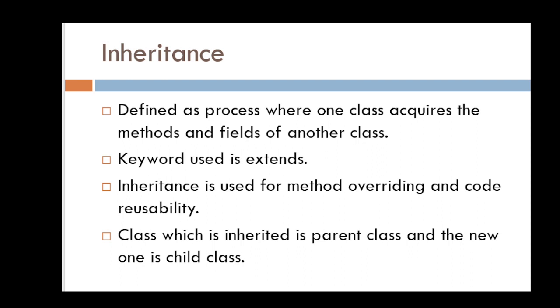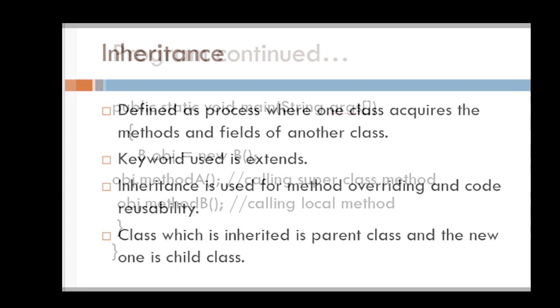So now we'll start with inheritance. In the last class, we defined that there are two classes: one is the parent class, the other one is the derived class. The derived class is the class which inherits the properties from the base class, and extends is the keyword which is used to inherit the properties.